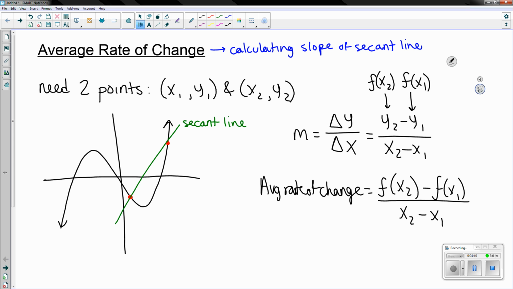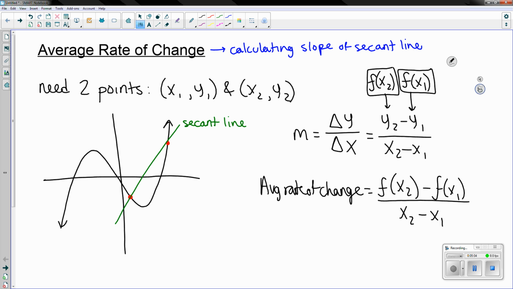And as a reminder, what this function notation is telling us to do is we want to find the y value at x2 for this first one, and we want to find the y value for x1 in the second one, and substitute it into our average rate of change formula. Once we make that computation and simplify, we'll find the average rate of change.